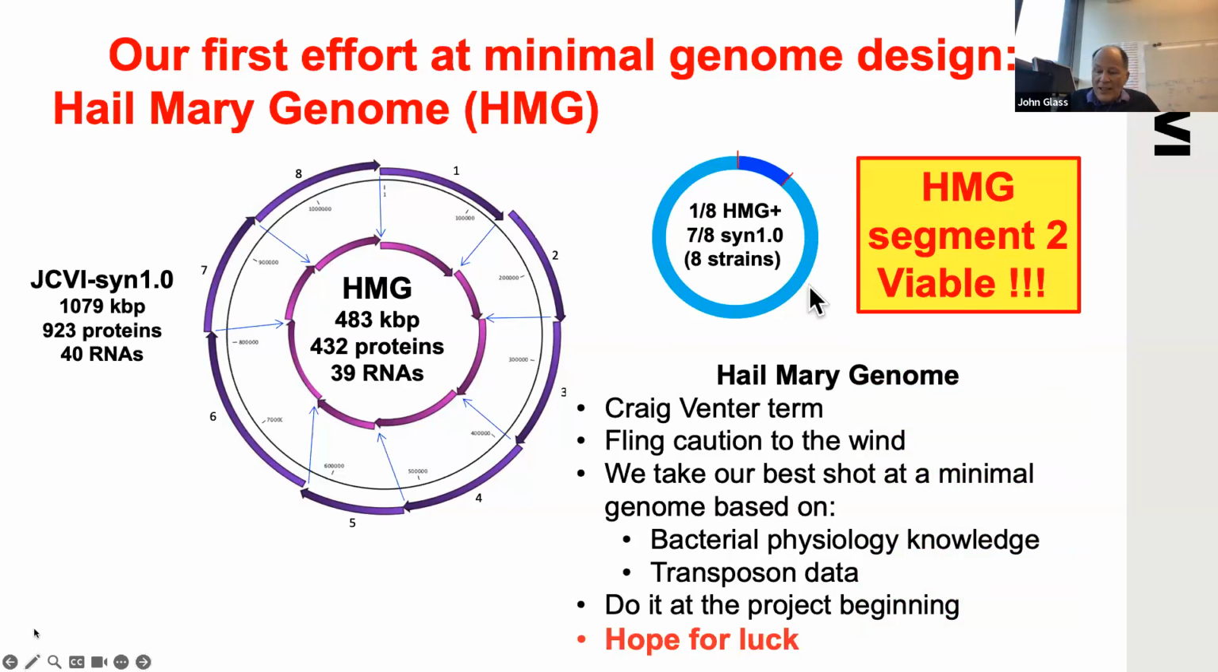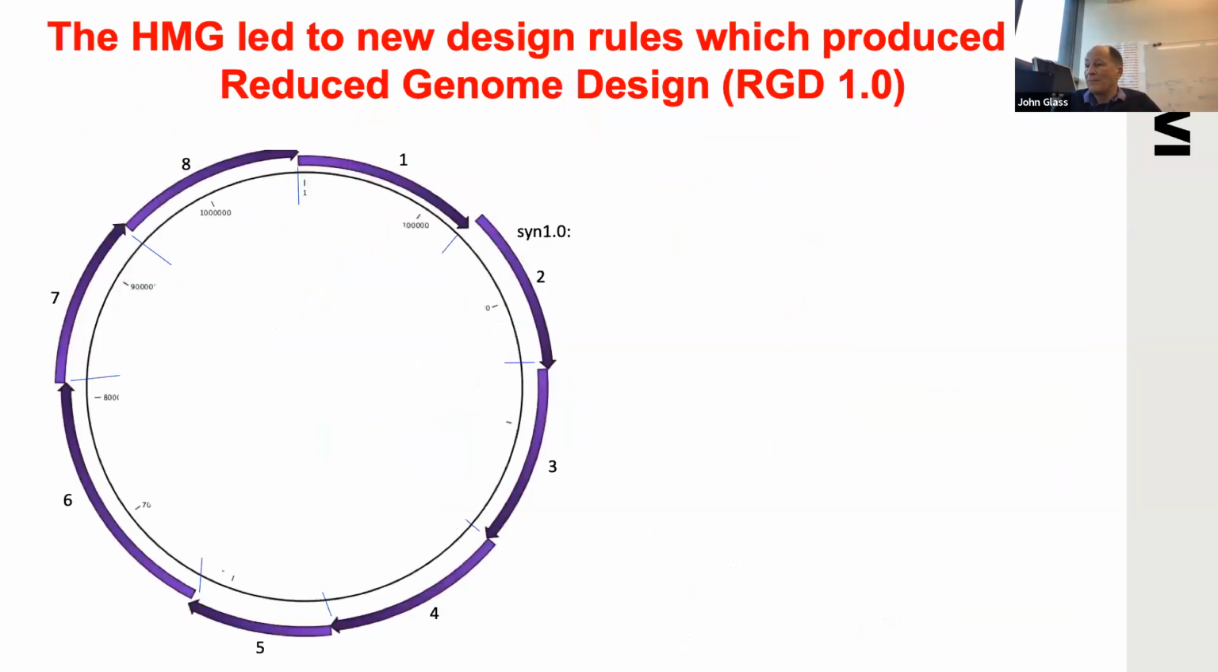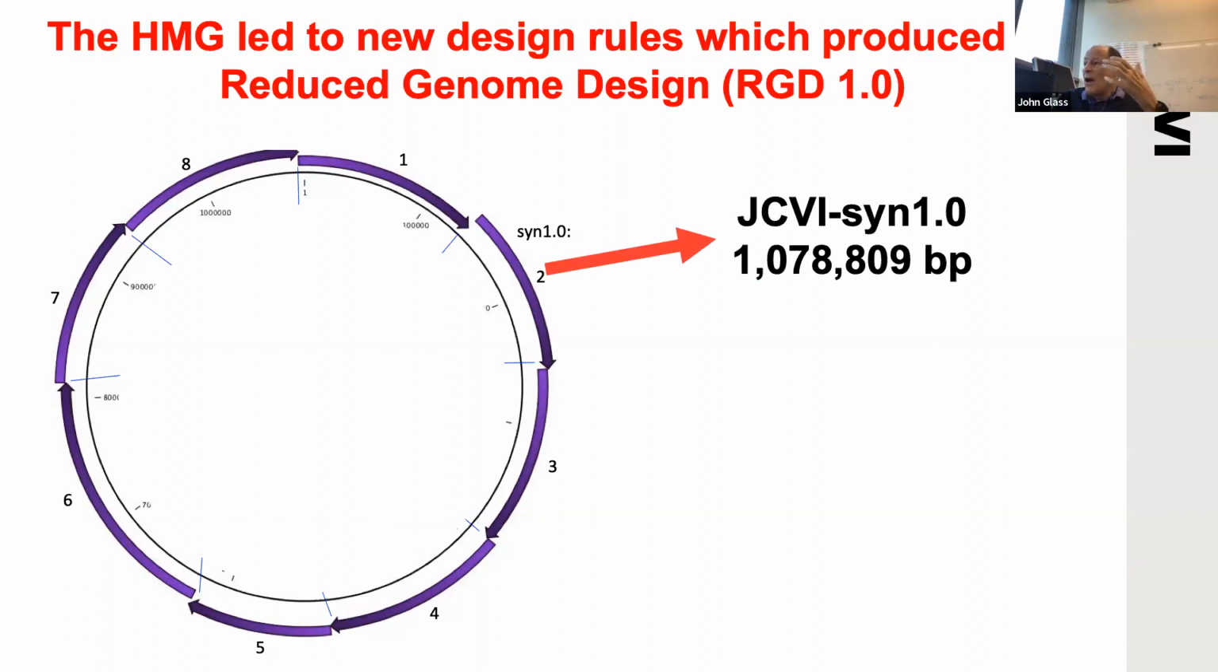Now, interestingly, when it was time to write the paper about this, because all of our notes and everything talk about the Hail Mary genome, we said, Craig, we can't say Hail Mary genome in a journal. But one of my guys said, don't worry, it's the hypothetical minimal genome. So that's how we got around that small but perplexing problem of not wanting to offend anyone. So the hypothetical minimal genome, we decided that we needed to have better transposon data. So we went back in and got a lot more transposon data, and we made a new design, which we called Reduced Genome Design 1.